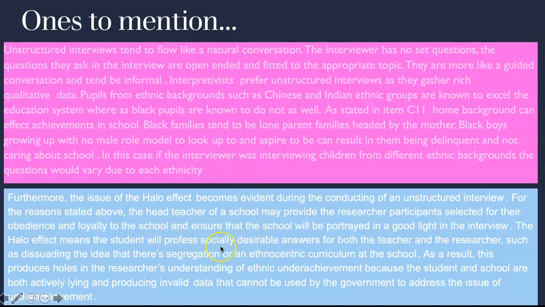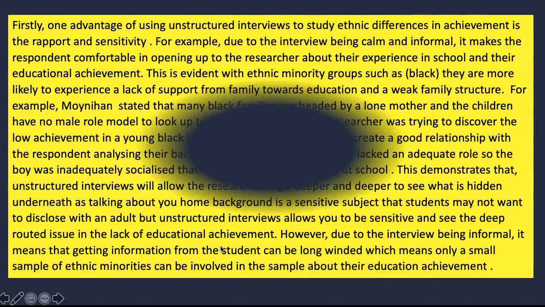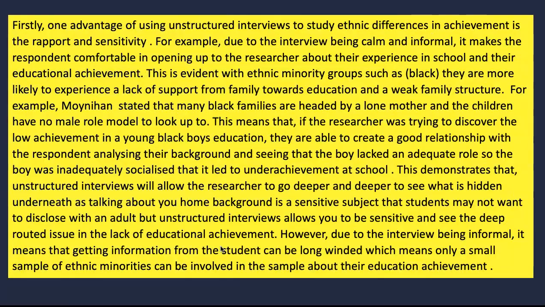And then we've got one from the main body. This one, although it's long, was absolutely fantastic. We're talking about Black families here. We're talking about ethnic minority groups. We're talking about it being a sensitive subject. You know, there's loads of great things there. We've got Monaghan there. So they're bringing in sociologists from ethnicity and education.